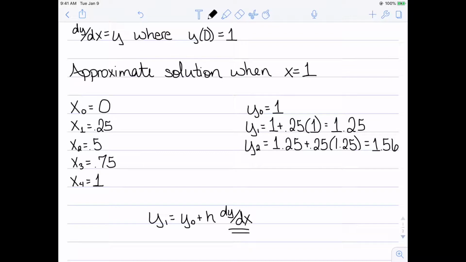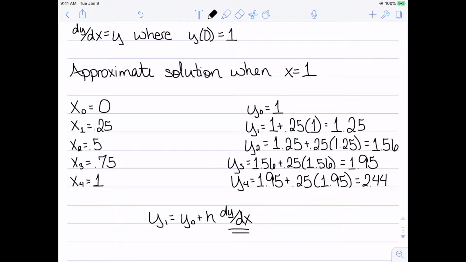For y3, we're going to do the same thing, but this time we're going to use the value for y2. So for y3, we would have y2, 1.56, plus h, which is 0.25, times dy/dx, which is just y, 1.56, which is approximately 1.95. And we can repeat that again, this time using y3 to get that y4 is equal to 2.44. So our approximate solution when x is equal to 1 is 2.44. We know that y is going to be approximately 2.44 when x is equal to 1.